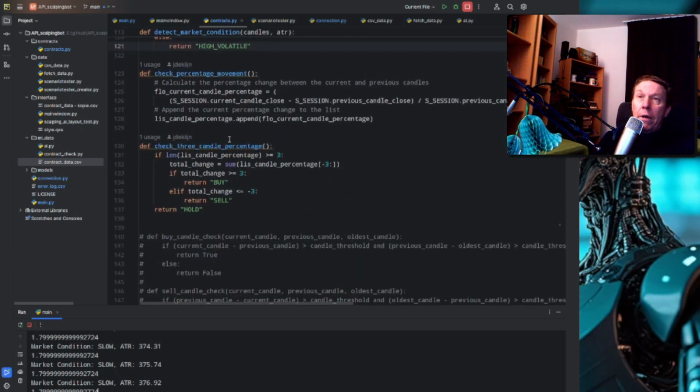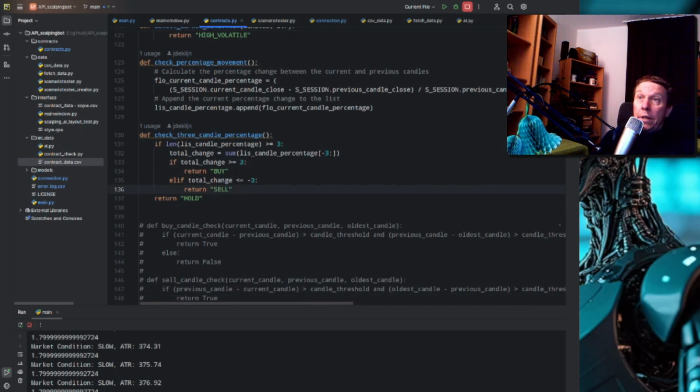Then still in there is check percentage movement. I kept it and adapted it into check the 3 candle percentage. I want to know if 3 candles in a row have a change of -3 or +3% in total, so not 1% each, but in total. If 3 candles up or 3 candles down have a total change of 3%, then we should return a buy or a sell.